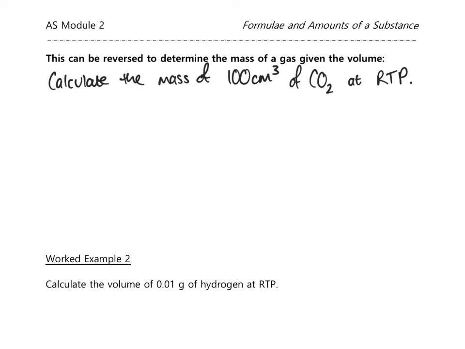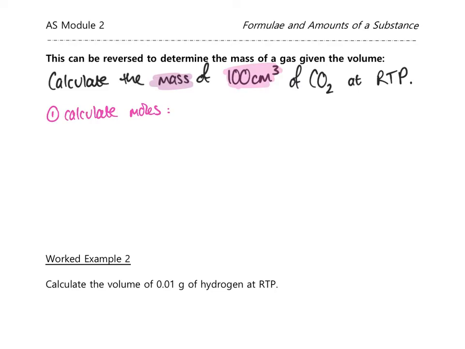Now you could also be asked these questions the other way around. This time you could be given the volume of your gas and be asked to calculate the mass. And apologies, I must have deleted the question in your pupil notes. So if you could write that in. So let's say, for example, we were asked to calculate the mass of 100 centimetres cubed, that's a volume, of carbon dioxide at room temperature and pressure. So here you have been given the volume, and you're asked to calculate the mass.